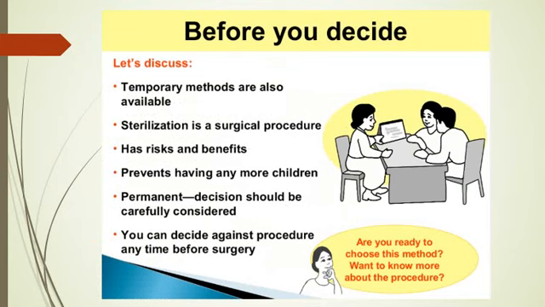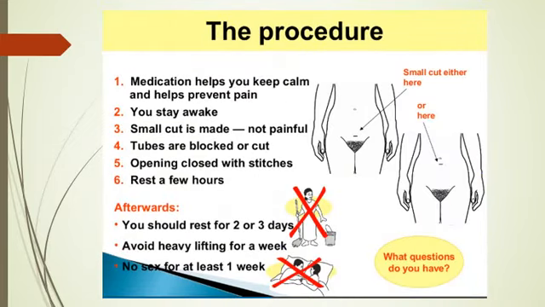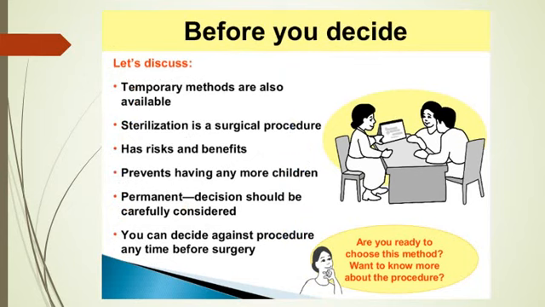Before a woman decides to undergo surgery, she should discuss with the medical authorities. She should be explained that temporary methods are also available, and that sterilization is a surgical procedure. It has risks and benefits and prevents having any more children, and it's a permanent method. So the decision on the part of the woman should be carefully considered, and she can decide against the procedure anytime before surgery. That's why counseling is quite important before female sterilization.